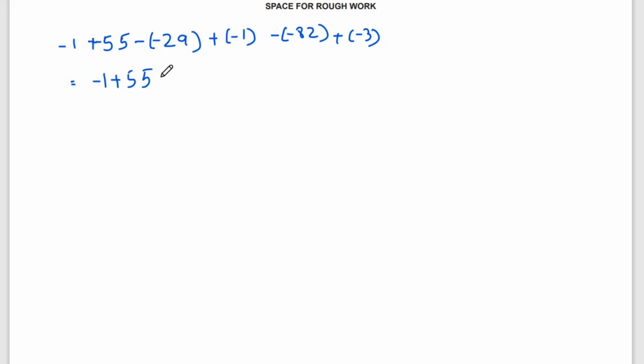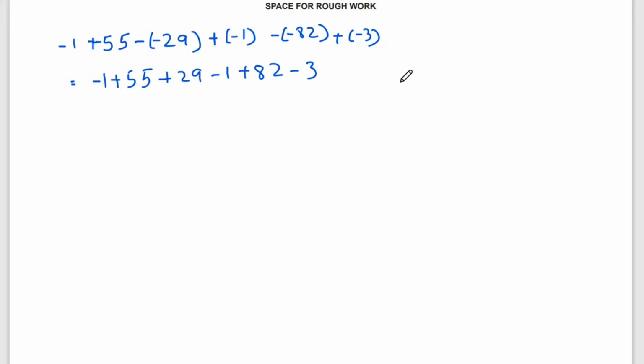So 55, I'm writing it like that, and minus times minus. So minus times -29. Minus into minus is always plus 29. It will be easy for you to first remove the brackets and then solve it. Then plus into minus is minus 1. Minus into minus is plus 82. Then plus into minus is minus 3.